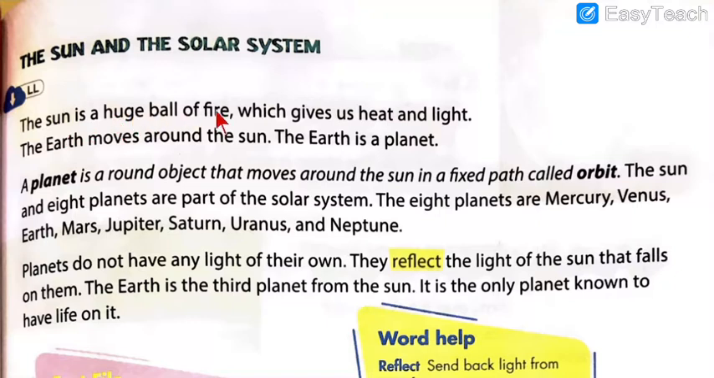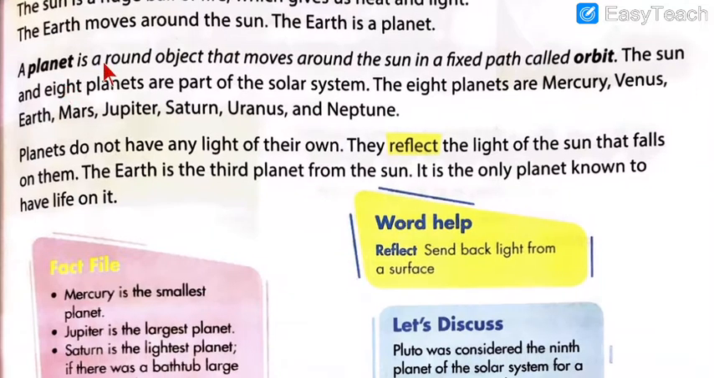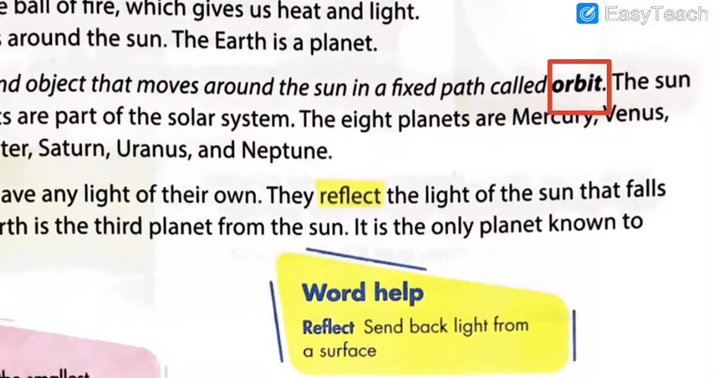The Sun is a huge ball of fire which gives us heat and light. The Earth moves around the Sun. The Earth is a planet. A planet is a round object that moves around the Sun in a fixed path called orbit. So here is the first hard word for you. Orbit. O-R-B-I-T, orbit. I hope you are underlining the hard word, or at least you are writing the hard word in your rough book if you do not have the textbook. Orbit is the first hard word.